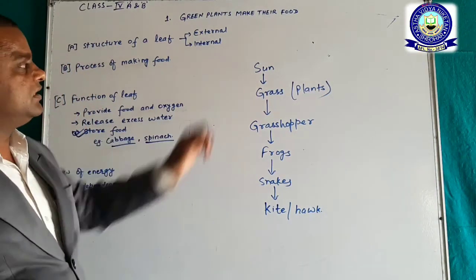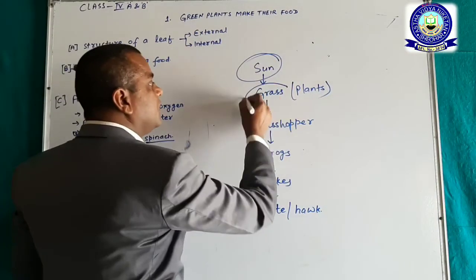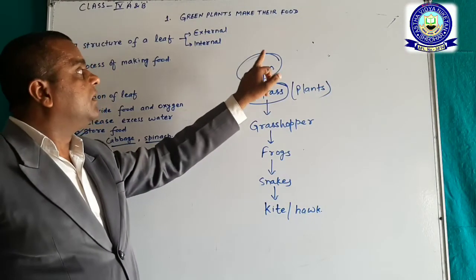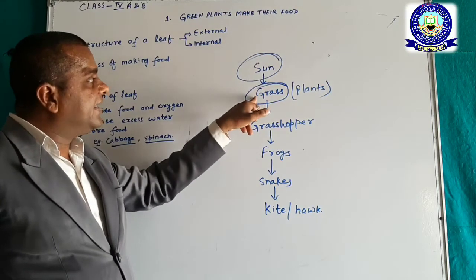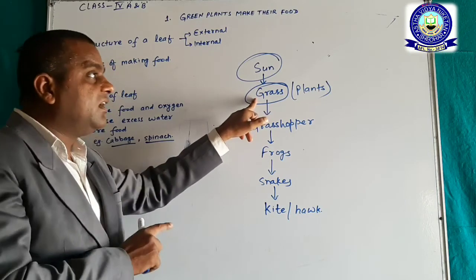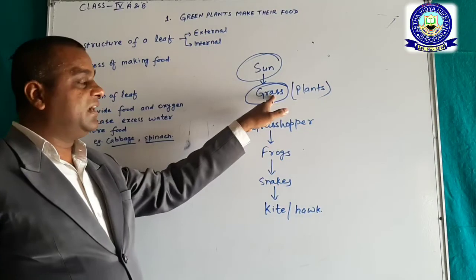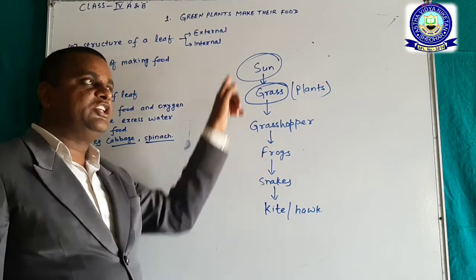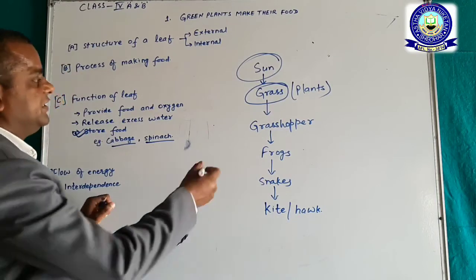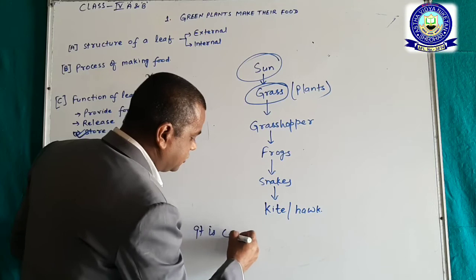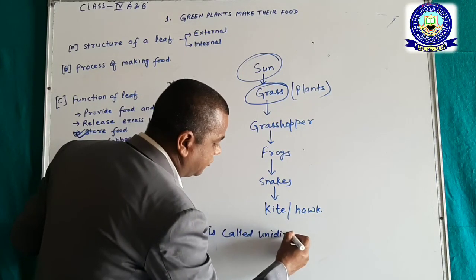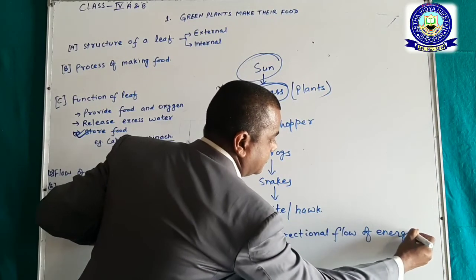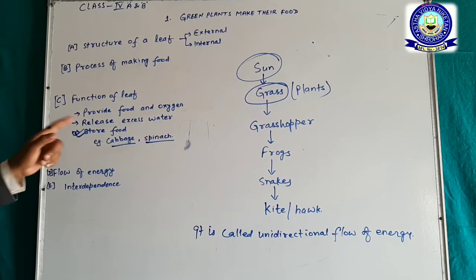Here the sun is the main source of energy, and grass is the main source of energy on the earth. That's why it is also main, and this one flows in this direction, and this is called the unidirectional flow of energy. When energy flows like this, it is called unidirectional flow of energy.